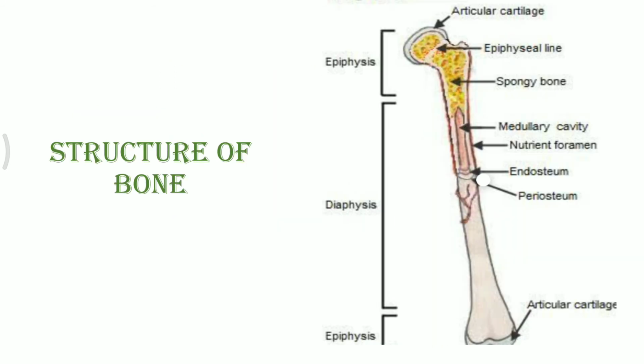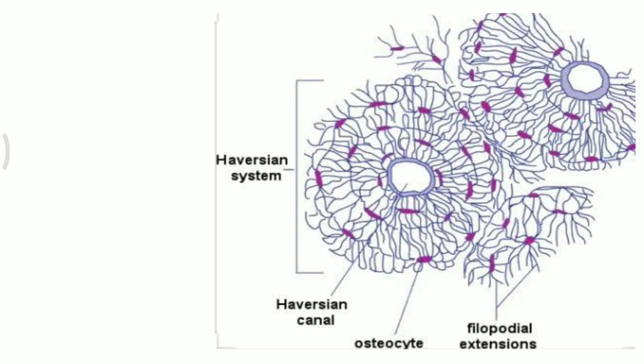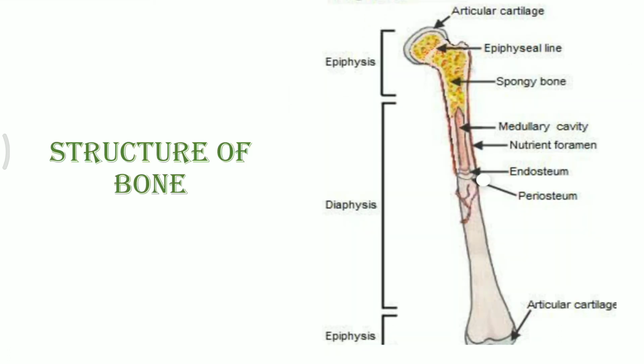Next is the structure of the bone. This is something which we have already discussed, but again I just want to discuss it with you all in a very quick progression. You can see that the articular cartilage is there. Entirely, the bone is divided in three parts: epiphysis, diaphysis, and epiphysis. Both the ends are epiphysis. They have some curvatures over it, and that curvature is known as articular cartilage. That is the outermost cartilage.